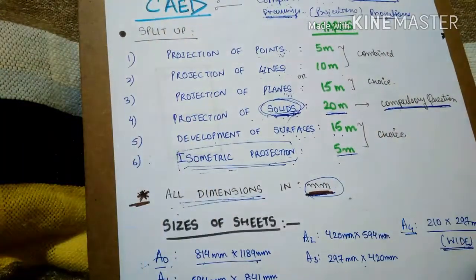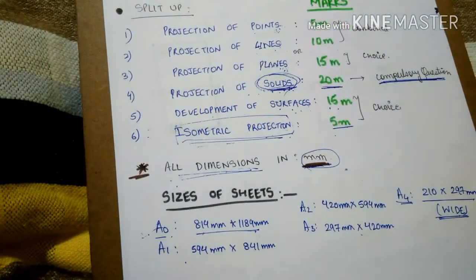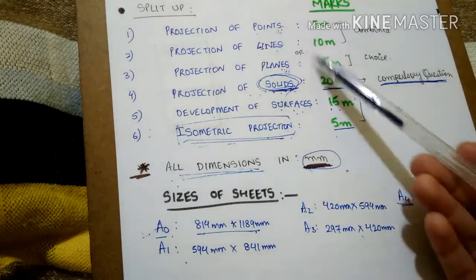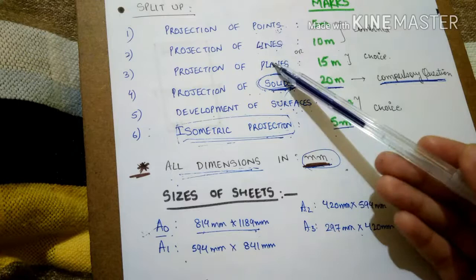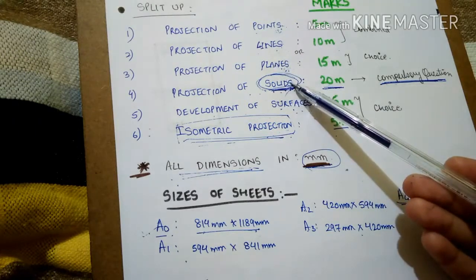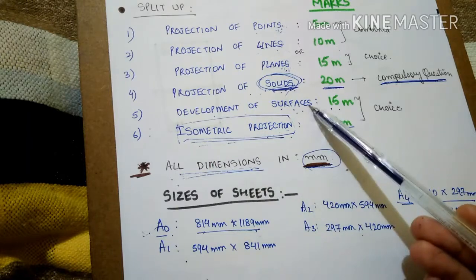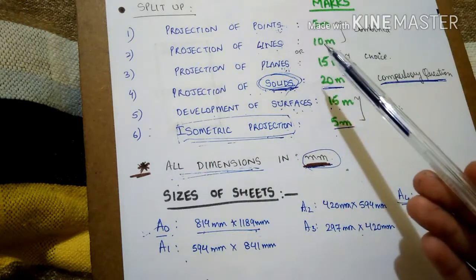Coming to the introduction of this CAD subject, these points, lines, planes, and solids are based on orthographic projection, whereas this development of surface is different from orthographic projection.